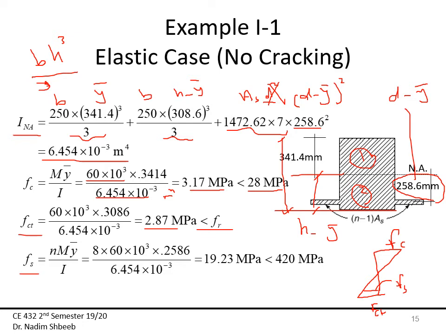Now if I calculate the stress in steel, then this is just simply N times M times y bar over I. Again, the y bar here is the location of, or again, it is the d minus y bar. Okay, so this should be actually d minus y bar. So again, this is the 8, which is my N. This is the applied moment. This is the distance divided by I, which gives me 19.23 megapascals, which again is less than 420 megapascals, which again means the same. So this example shows you how we're calculating the stresses for the elastic case. It's kind of a reminder of what you guys took in strength of material.